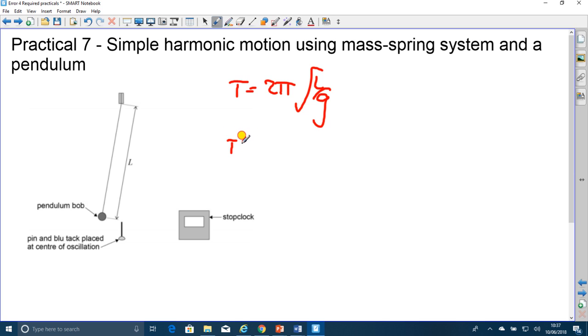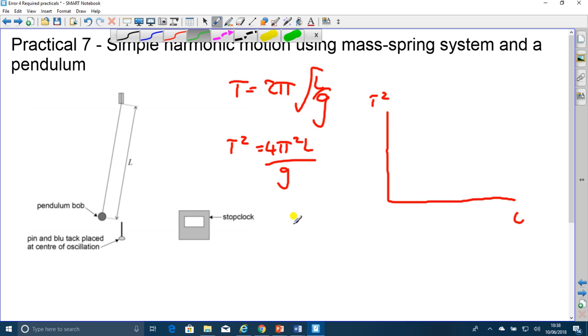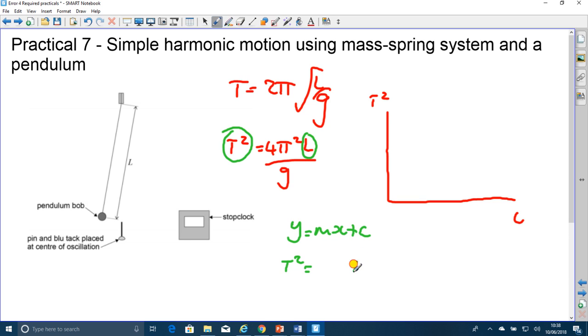With an equation like this, you would say T squared is 4 pi squared times L over g. Now, if we want to find g, we would do a graph of T squared against L, and then say y equals mx plus c. So the y-axis here is T squared, and that equals m times x, where x is L, plus c, which is going to be 0.